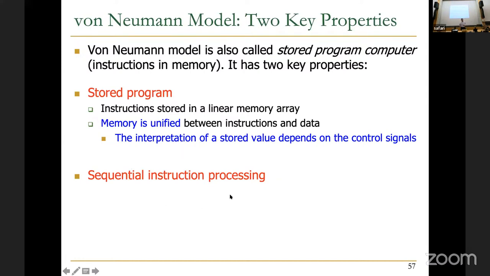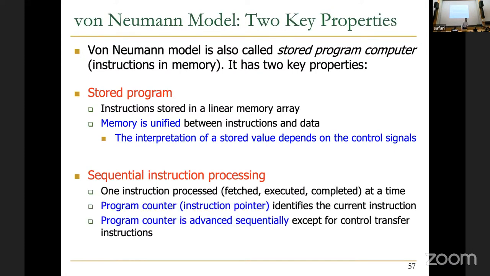Let's talk about sequential instruction processing, because arguably this is even the more important part of the von Neumann model. This basically says that one instruction is processed, in other words, fetched, executed, completed at a time. The program counter or instruction pointer identifies the current or the next instruction, depending on when you look at it, as I said. And the program counter is advanced sequentially in sequence of addresses, except for control transfer instructions. Basically, this is sequential execution.